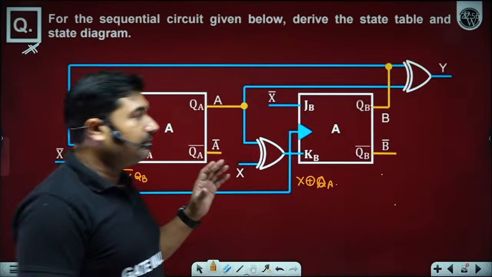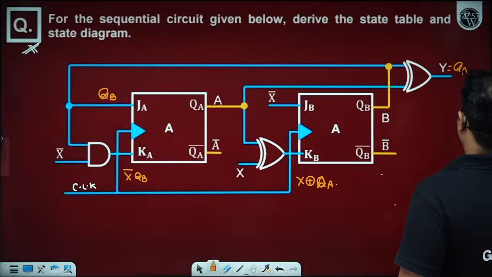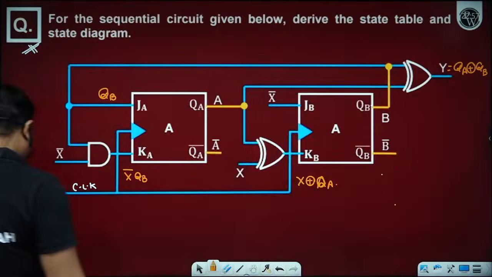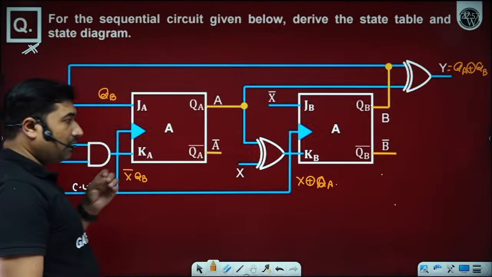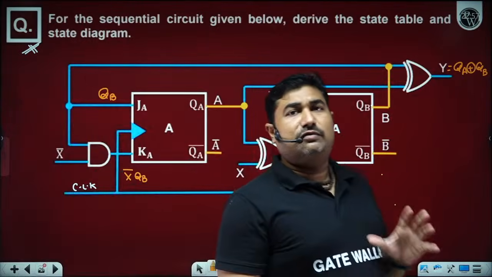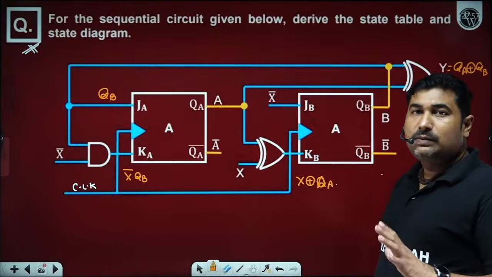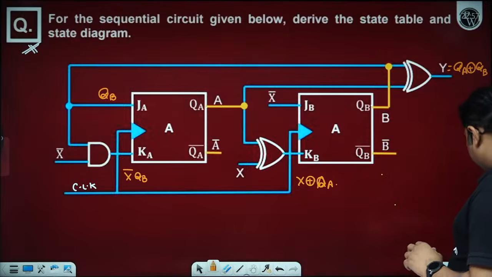Now we know about the inputs as well as the output. Output is QA XOR QB. Yes, sir. Next is to construct a state table. So before solving any question, first of all, you have to identify the different inputs to the flip-flop. Then apply clock pulse and follow the truth table. Is it okay? Yes, sir.